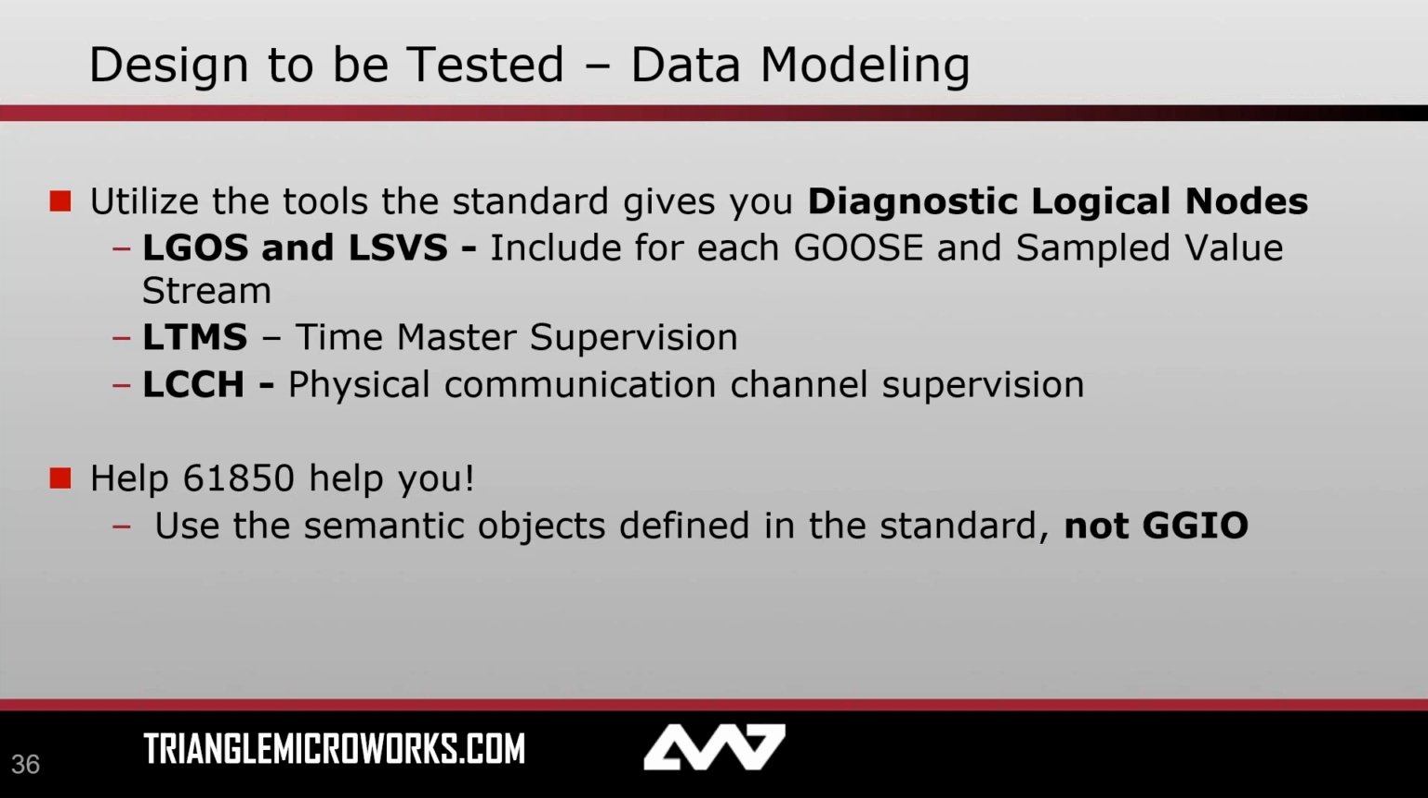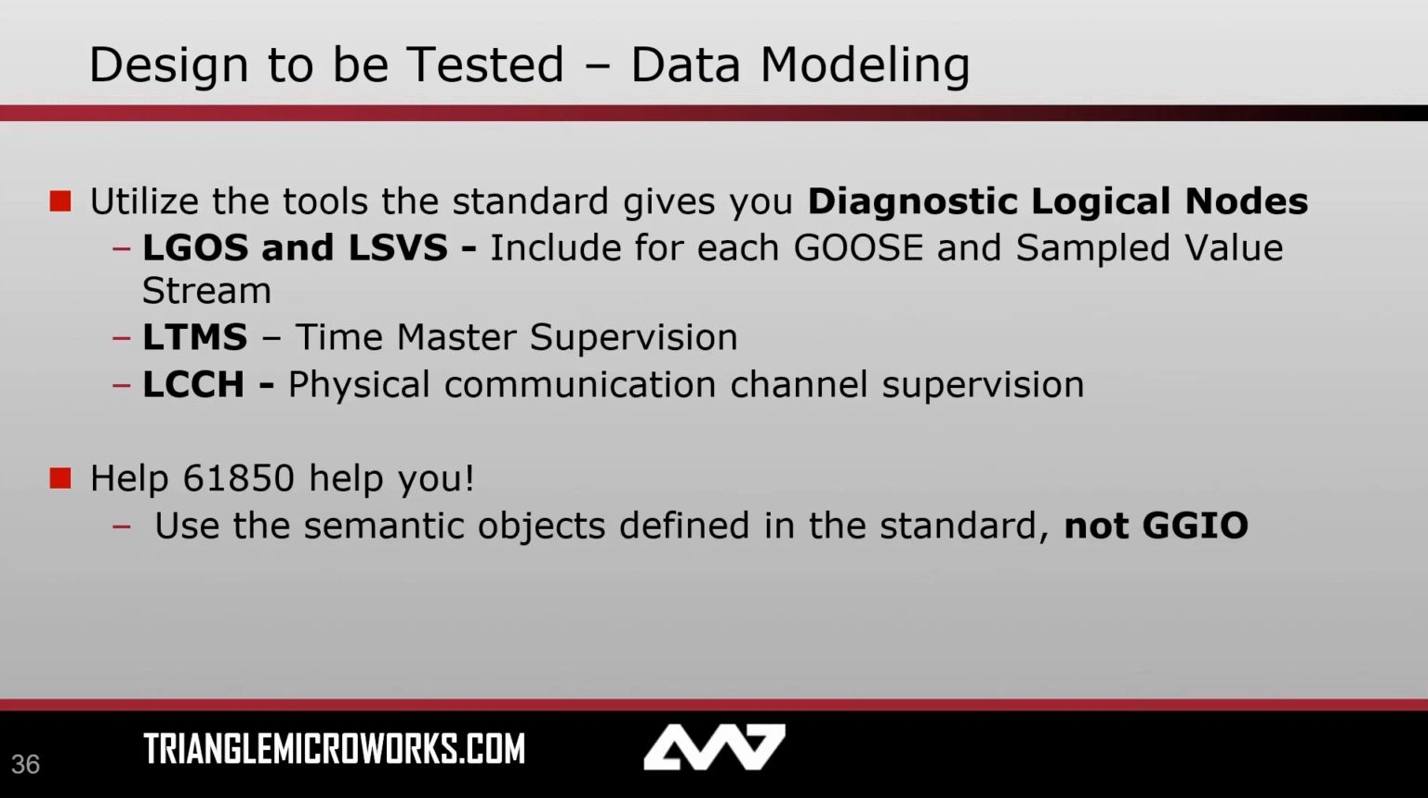That is the only way for you to know for certain that a device is actually receiving the Goose message that it is configured to subscribe to. Even if you see it on the network, it's possible that if you're using filtering or VLANs, that it's not getting to the intended device. Whereas LGOS or LSVS give you confidence that it is actually being received and processed by the subscribing device.